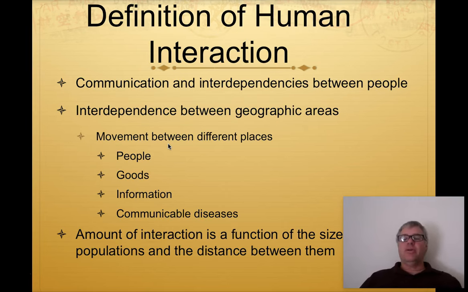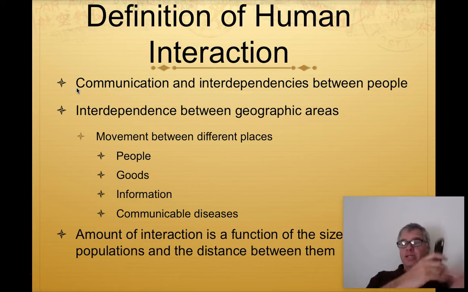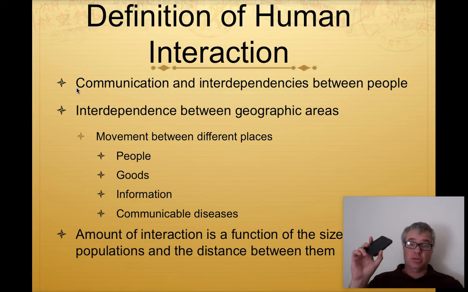So first of all, we have this definition of what human interaction is, and this is this idea of communication and interdependencies between people, right? We all interrelate, not just in terms of talking to each other, but we also do things like make products, like somebody made an iPhone and then sent it to me, right? So that's an interaction I have with this person or people who made the iPhone across space.